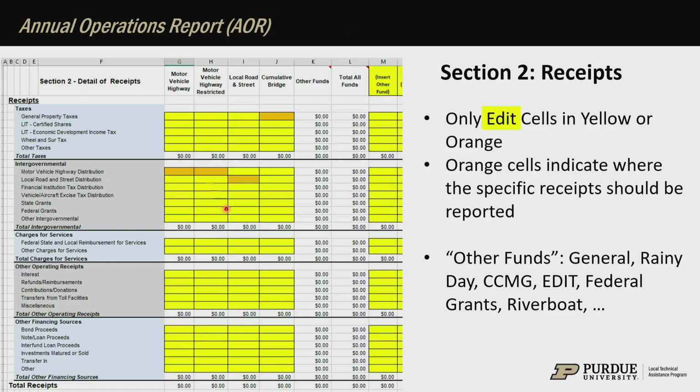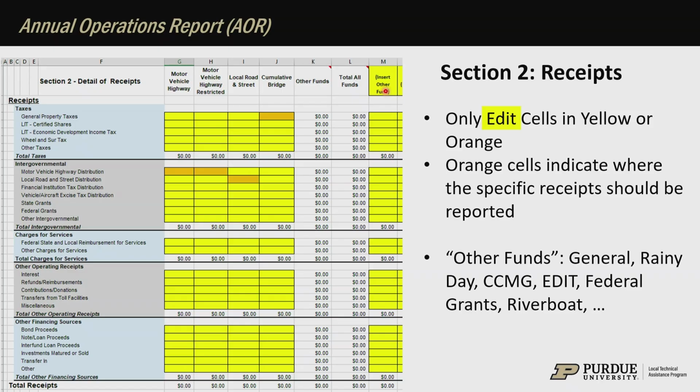Again, only edit the cells in yellow, and in this case there are a couple in orange. The cells in orange indicate specific fund types and fund disbursements and where they go to help provide direction on that. So you'll see up here, for example, cumulative bridge. It's a property tax. So over here in this row, general property taxes is where you would input the amount of receipts that you had from your cumulative bridge fund. For the cities and towns, you won't have a Cume Bridge fund. I did speak with a town yesterday. They've got a Cume Road fund. And so what you would do if you have a cumulative road fund or any other fund, you would add that over here on the right side after the total all funds.